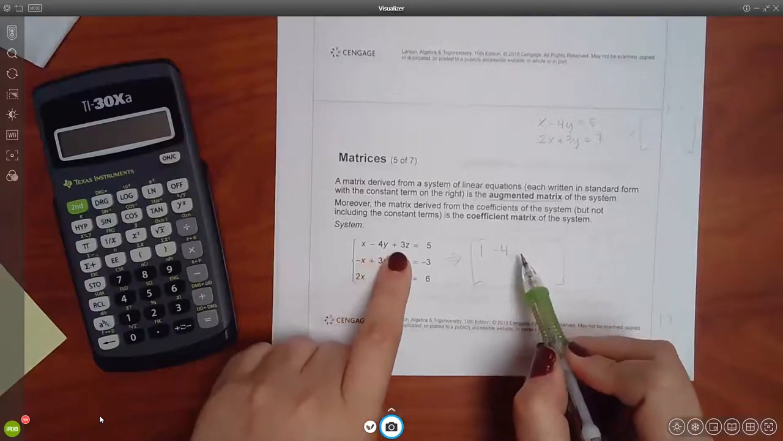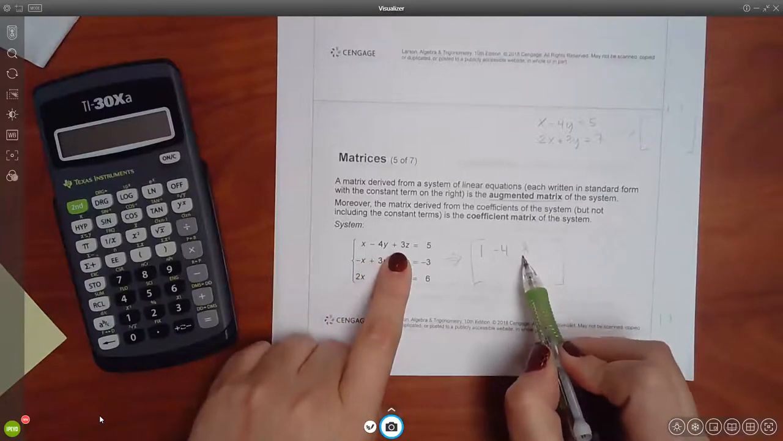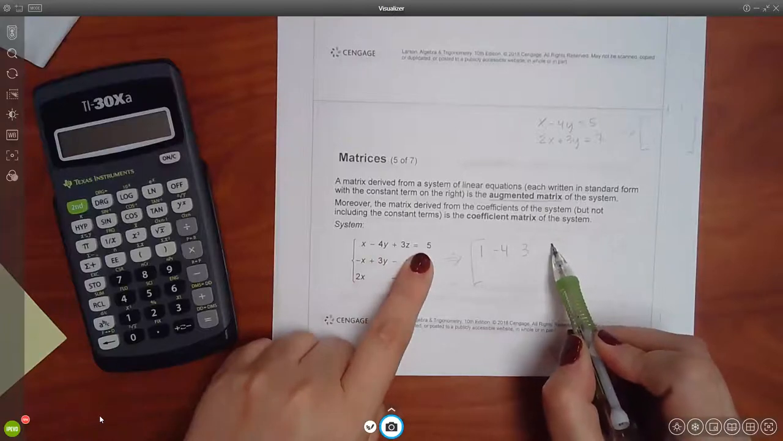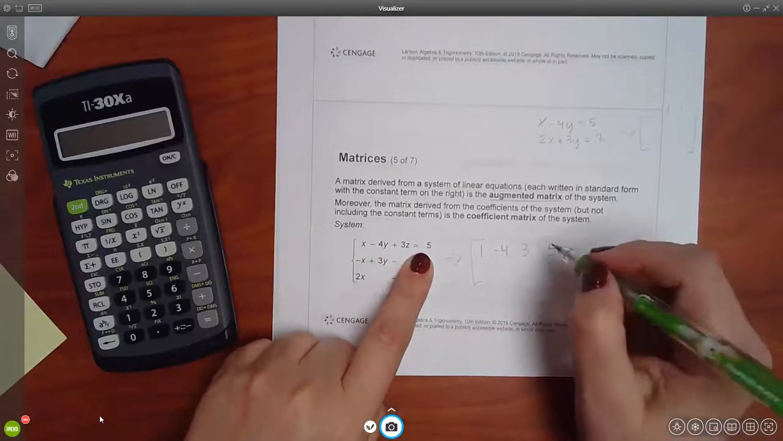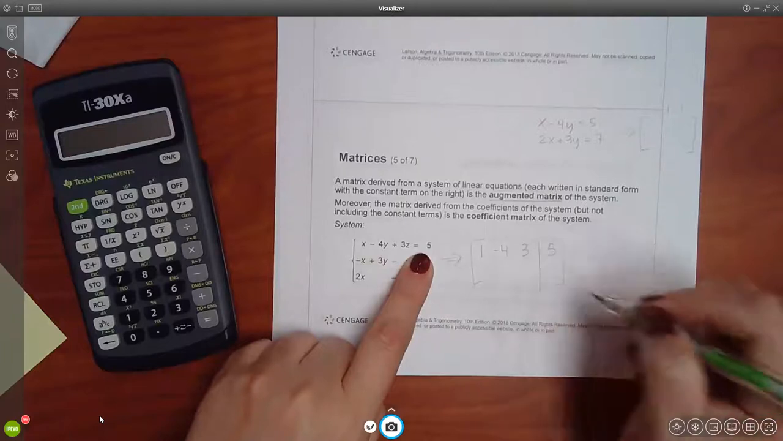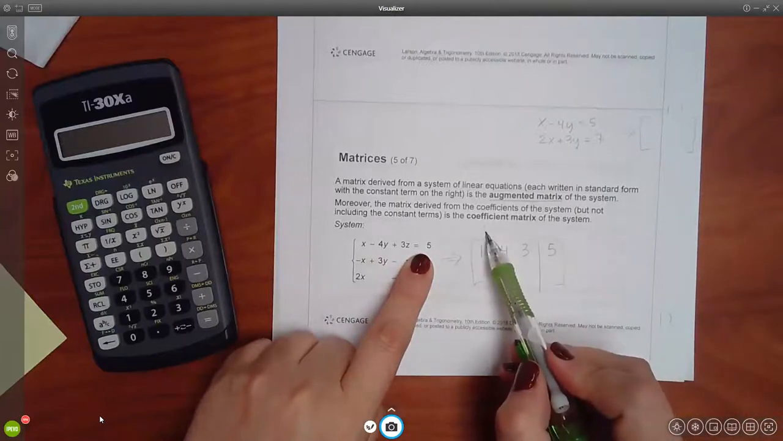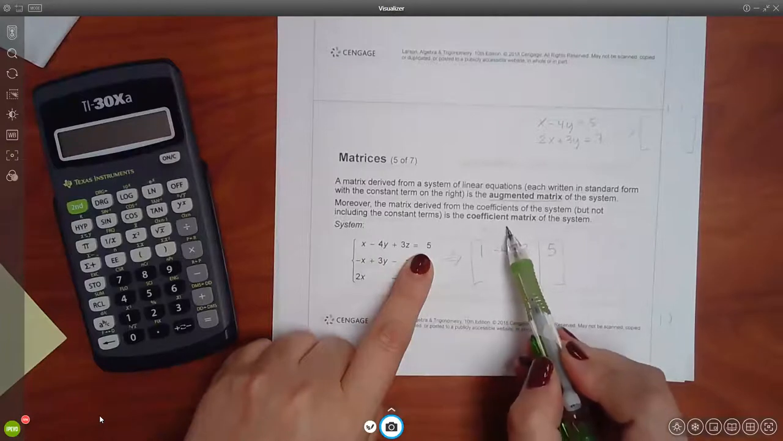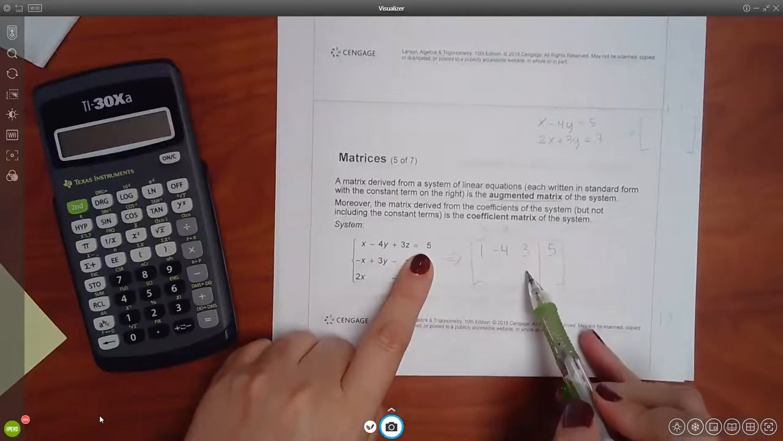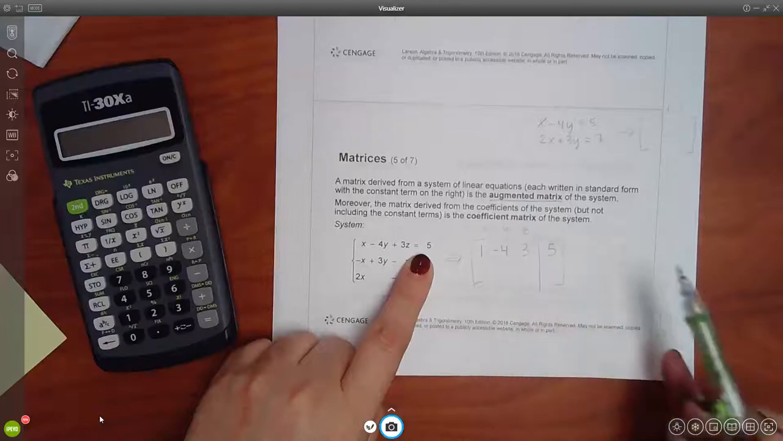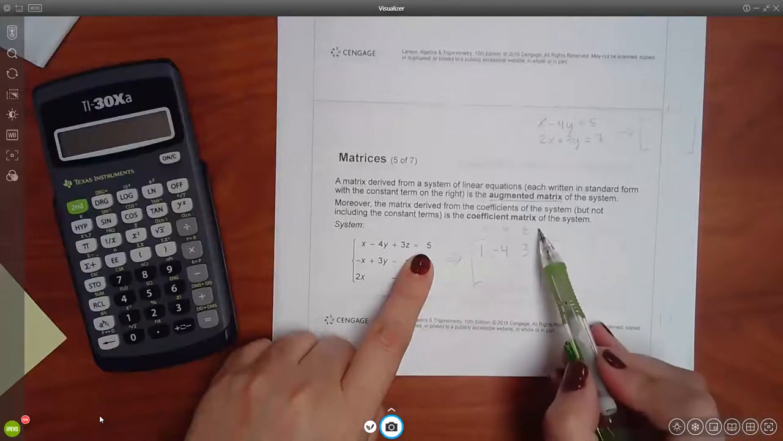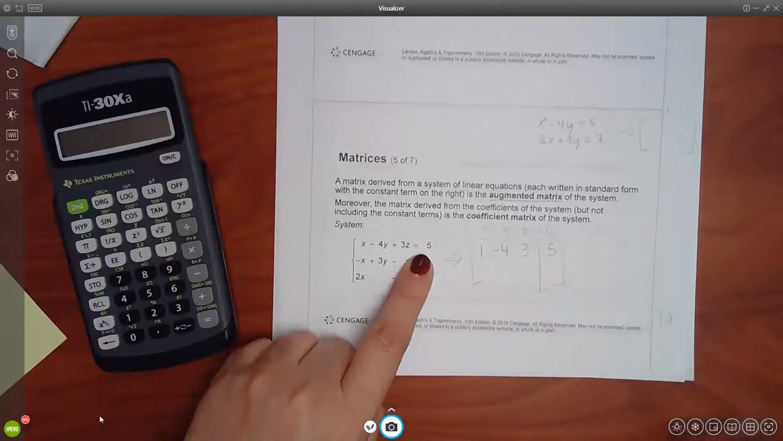-4. This guy's coefficient? Three. And then over here is just the constant 5. Now what I like to do is draw a line here for my equal sign. So this column is going to tell you the X coefficients. This column is going to tell you the Y coefficients. This column is going to show you the Z coefficients. And then this side is your equal and your constant.